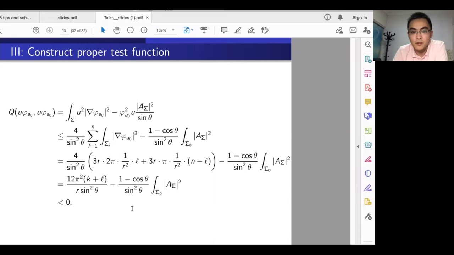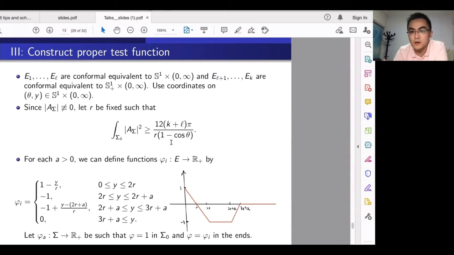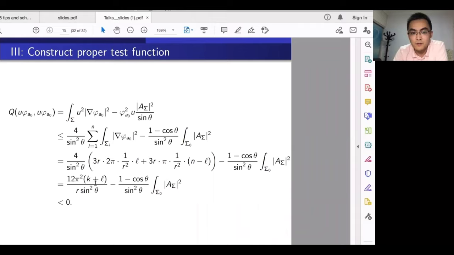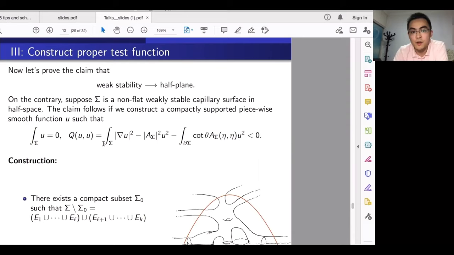Once we choose this r, we fix r in the whole construction. Then when you simplify this equation, you will see it's negative. So basically we construct a function, actually u times phi A naught in our proof, that satisfies these two equations. Then that's a contradiction.